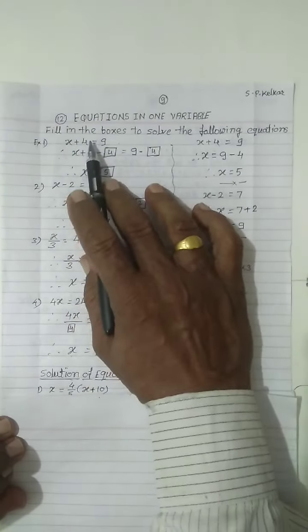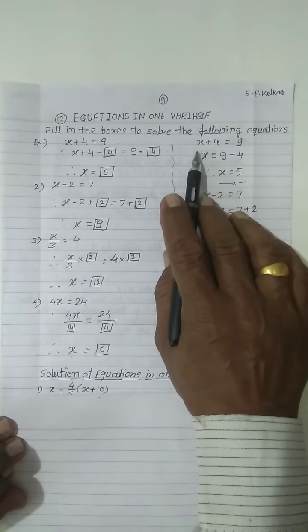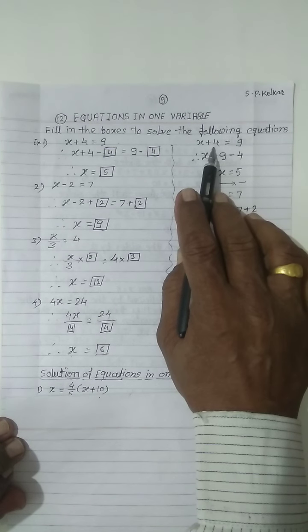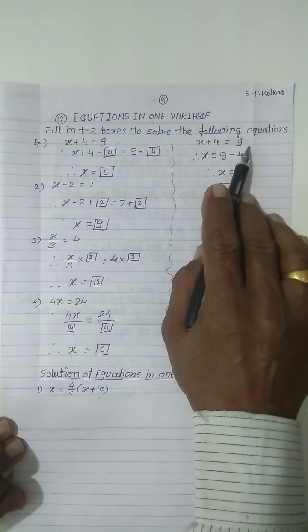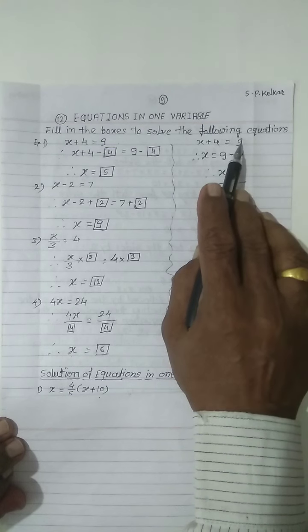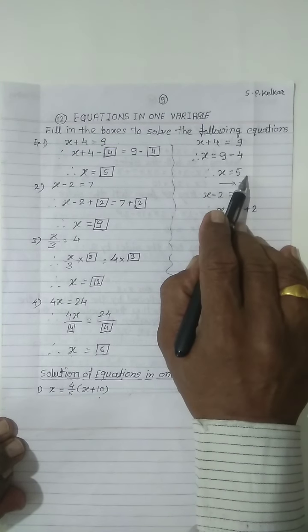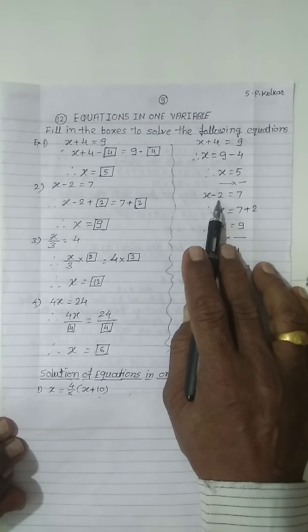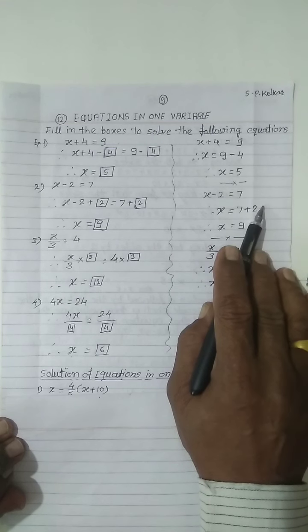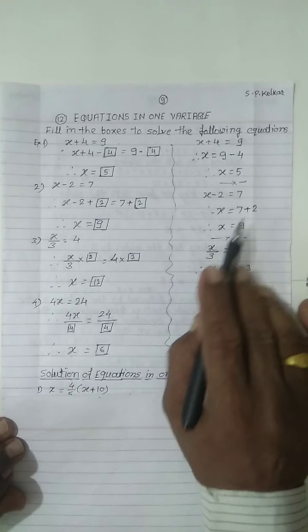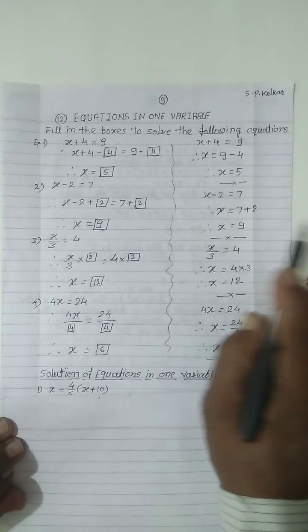Now see, these equations we can also solve in this way. x plus 4 equal to 9. We transfer this 4 to the right side. At the time of transferring this 4, we change the sign. Plus 4 goes to minus 4. So 9 minus 4, x equal to 5. Then x minus 2 equal to 7. So we transfer this minus 2 to the right side, change its sign, minus 2 to plus 2, 7 plus 2. So 7 plus 2 is 9, x equal to 9.